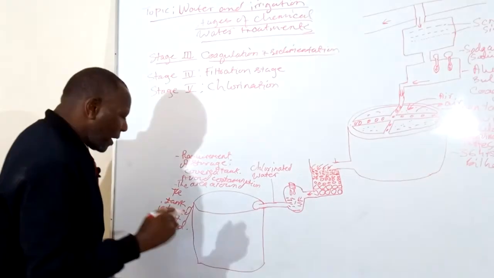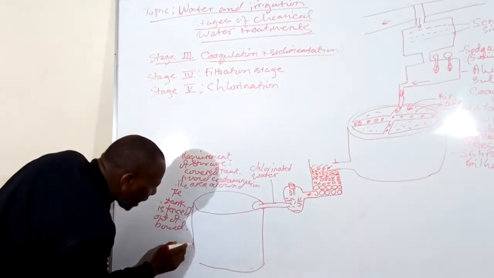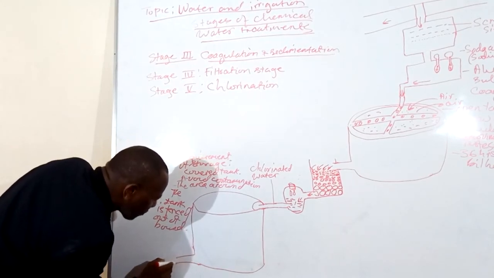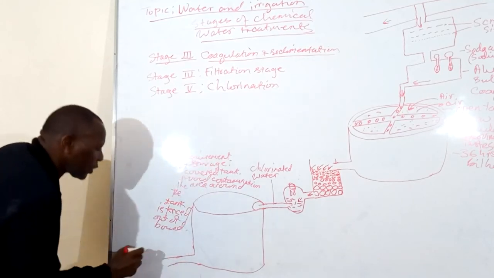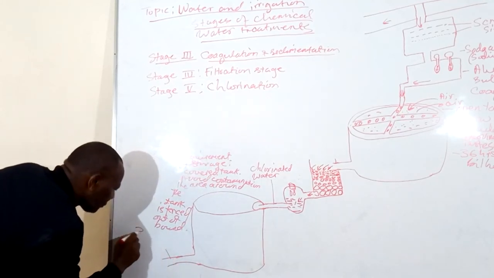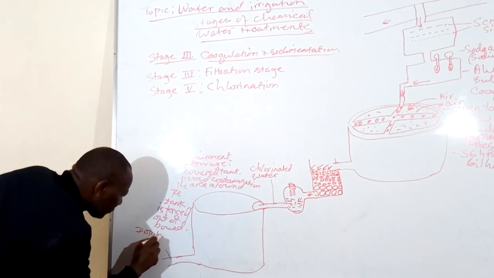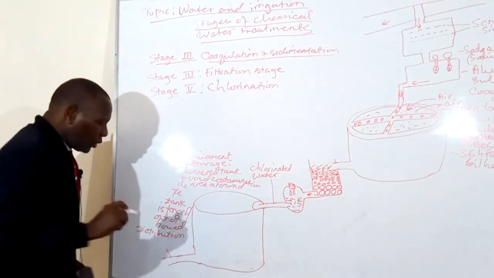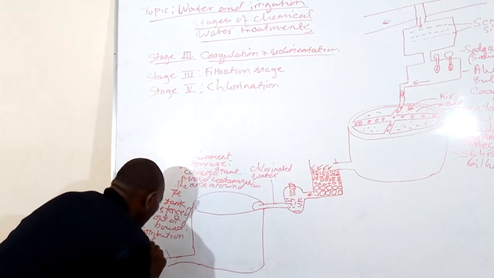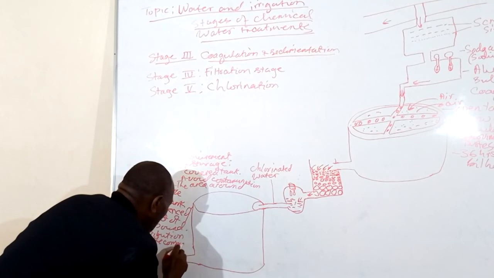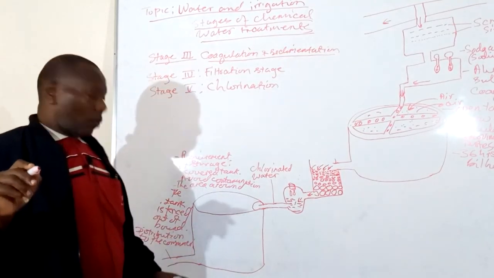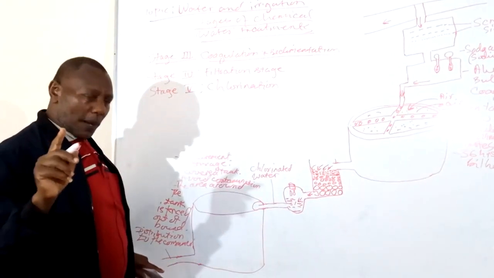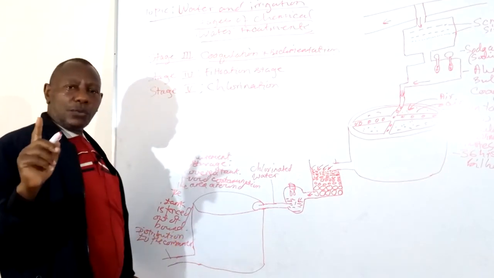From the storage tank, this water can now be distributed. Distribution to the consumer. Now, the main aim of the whole process is for the consumer to get clean water. And this water is now clean and distributed to the consumer.